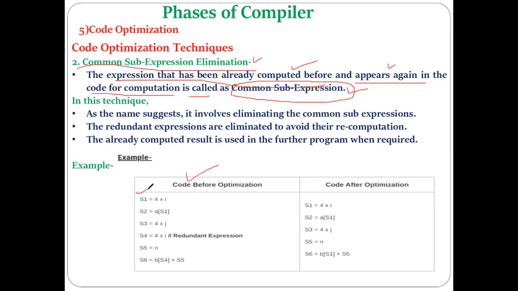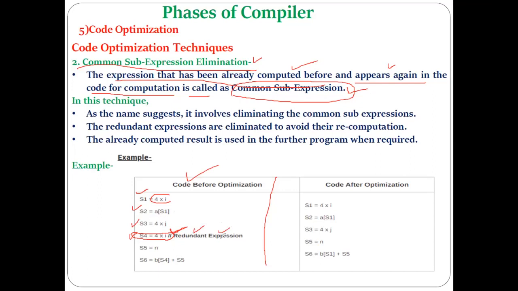Here you have written s1 equal to 4 into i, s2 equal to a of s1, s3 equal to 4 into j, s4 equal to 4 into i. Consider this part of your program. Now this is the common subexpression, or redundant expression, because see the definition: the expression that has already been computed before, s4 equal to 4 into i, already computed here, appears again in the code for computation. That is the reason this is called a common subexpression or redundant expression.